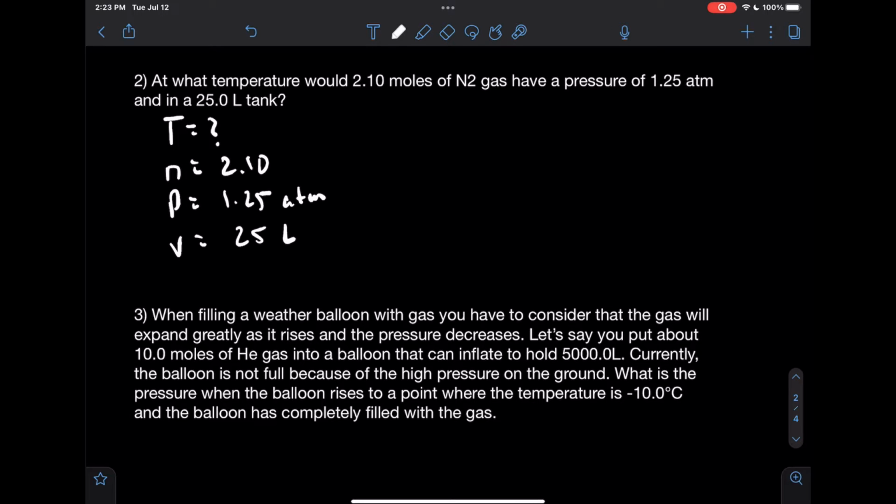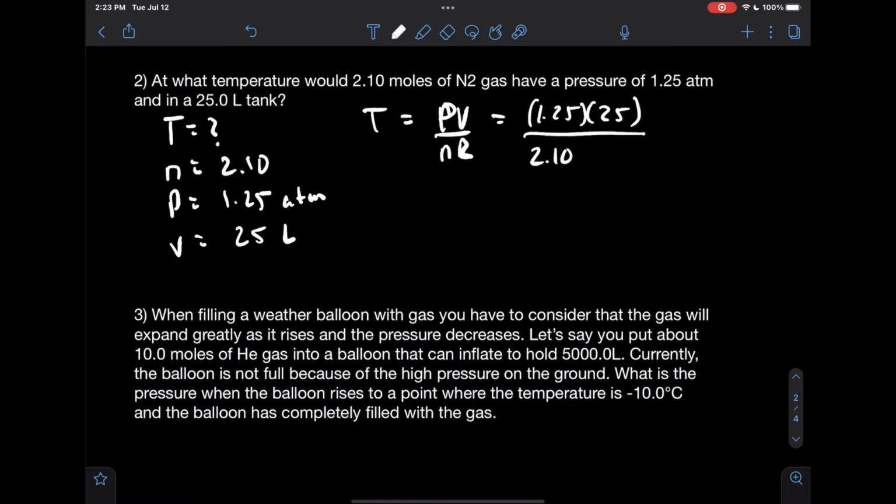To solve for T, we need to take PV divided by nR. We plug our numbers into the equation. We have 1.25 times 25 divided by 2.10 times 0.0821. After we plug this into our calculator, we'll find that T is equal to 181 Kelvin.